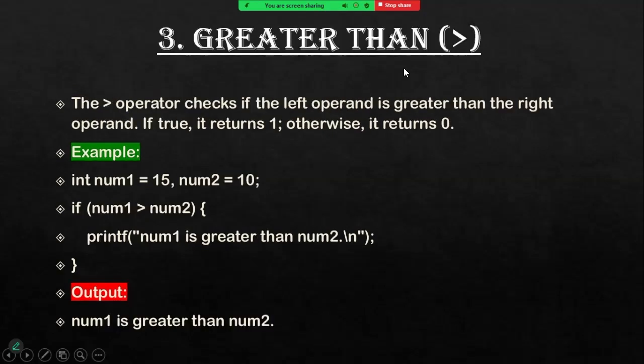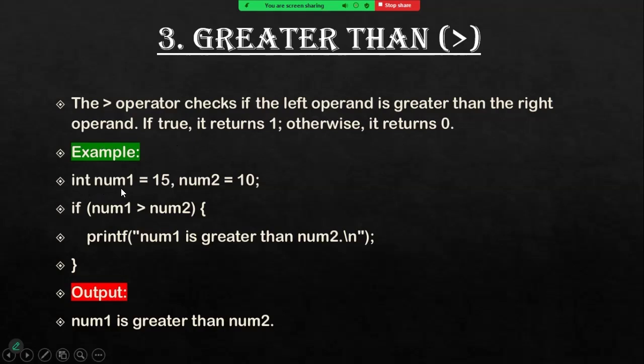Next, the greater than operator. The greater than operator checks if the left operand is greater than the right operand. If true, it returns 1, otherwise it returns 0. So the greater than operator checks if the left operand is greater than the right operand. If it is right, then it returns 1. Otherwise, it returns 0. 1 means true and 0 means false.